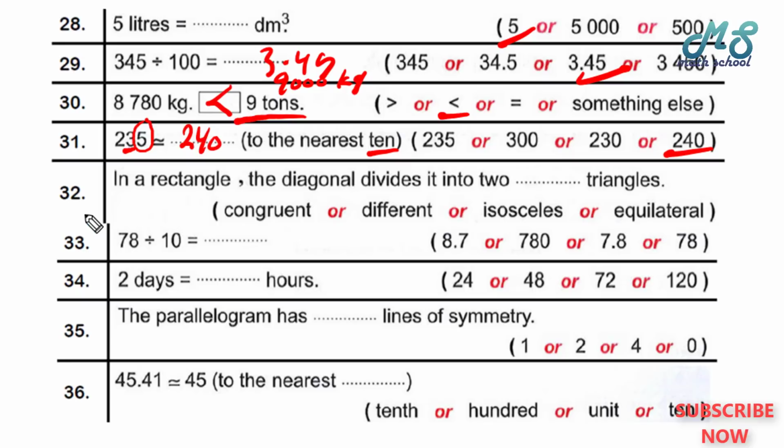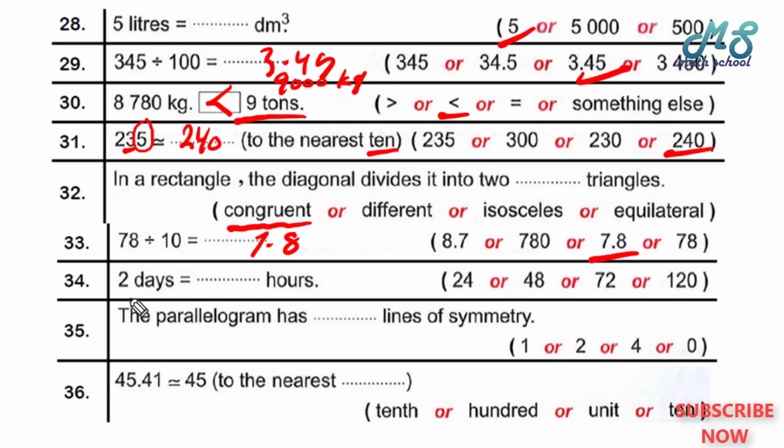Number 32: in a rectangle, repeated question. The diagonal divides it into two congruent triangles. So the answer will be congruent. 78 divided by 10. Insert the decimal point after one digit from the right. We get 7.8. So the correct answer is 7.8.